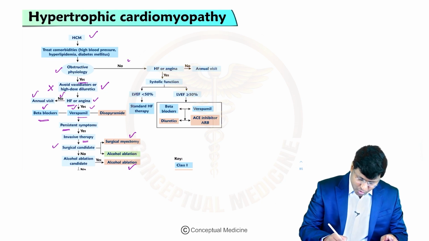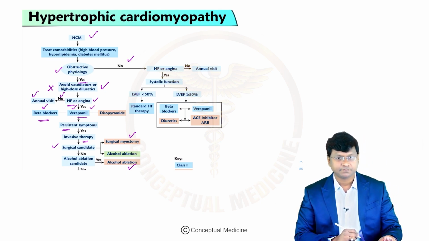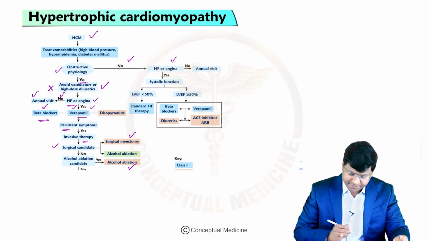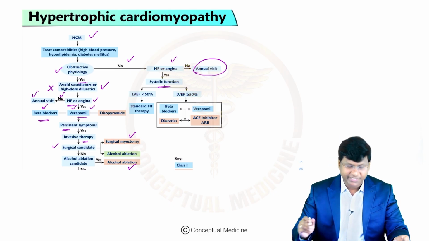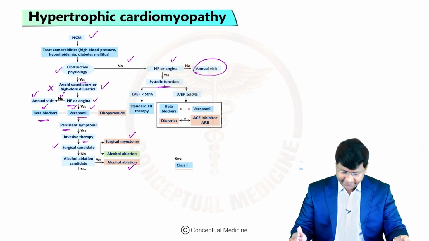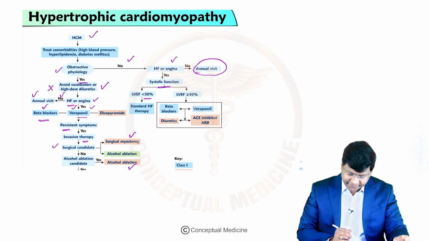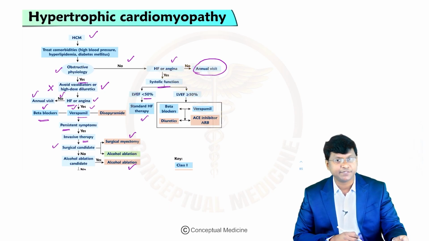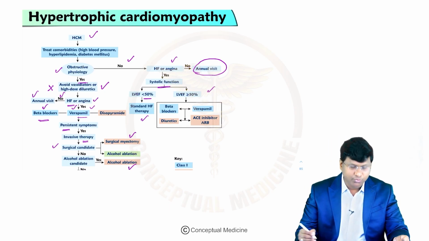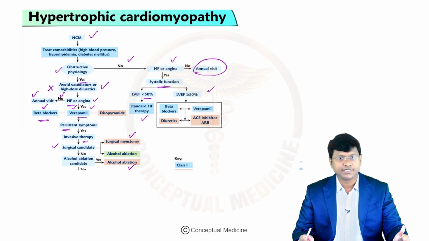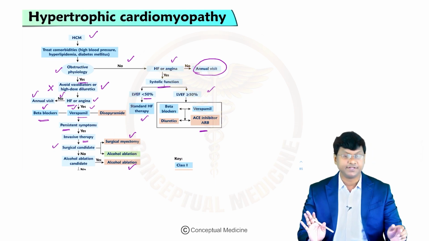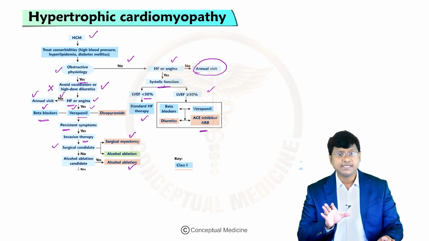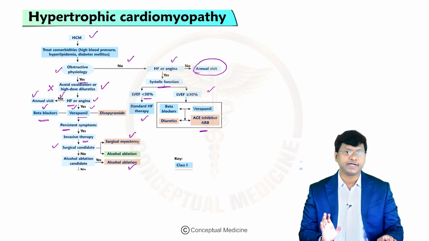If the individual has no obstructive physiology, you have to check whether heart failure or angina is present or absent. If not present, just ask them for an annual visit. If present, then you need to check the systolic function. If the systolic function is less than 50%, then standard heart failure therapy should be given. And if systolic function is more than or equal to 50%, beta blockers or verapamil, diuretics or ACE inhibitors or ARBs should be given. So this is the summary of treatment of hypertrophic cardiomyopathy.